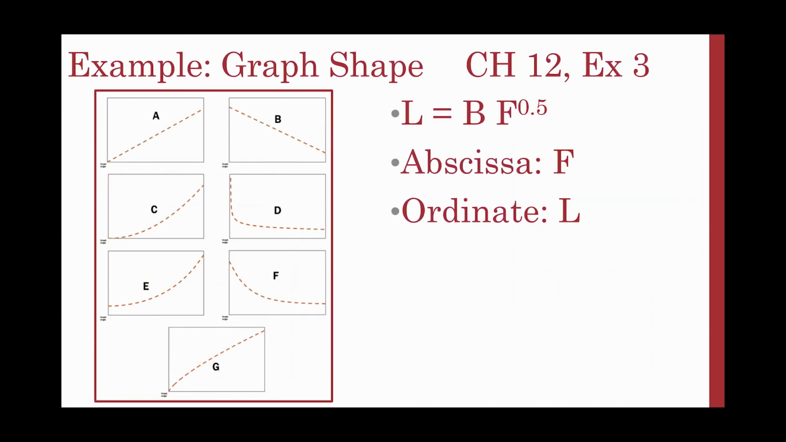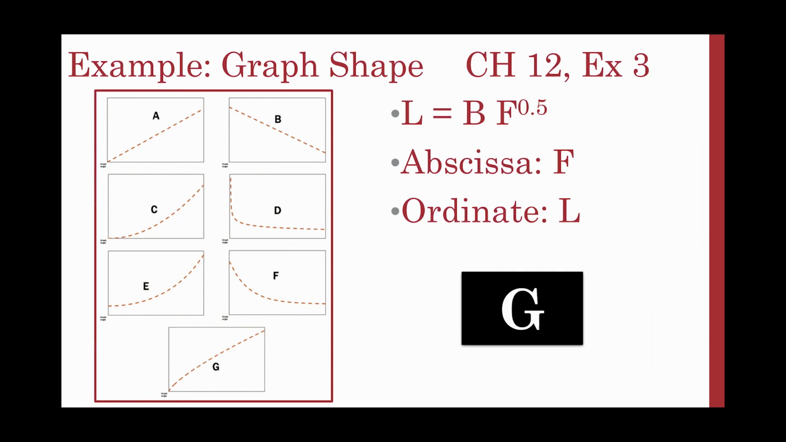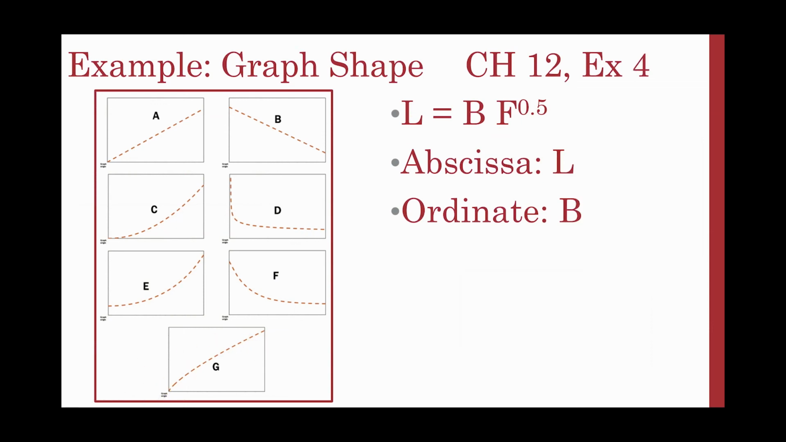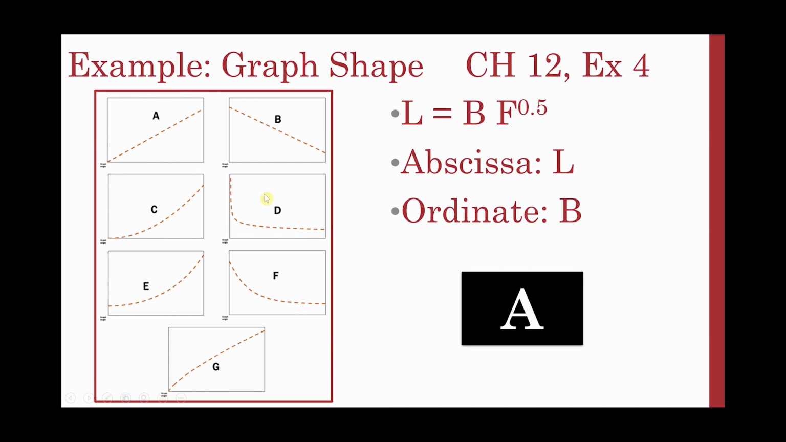So let's look at some graph shapes. We have L is equal to B times F to the 0.5. If I plot F on the x-axis and L on the y-axis, I have a power relationship between L and F, and it is square root type. It is a fractional power, and a fractional power graph appears as graph G. So if I plot L on the x-axis and B on the y-axis, my relationship between L and B is linear, so I'm going to get a linear graph, which is graph A.